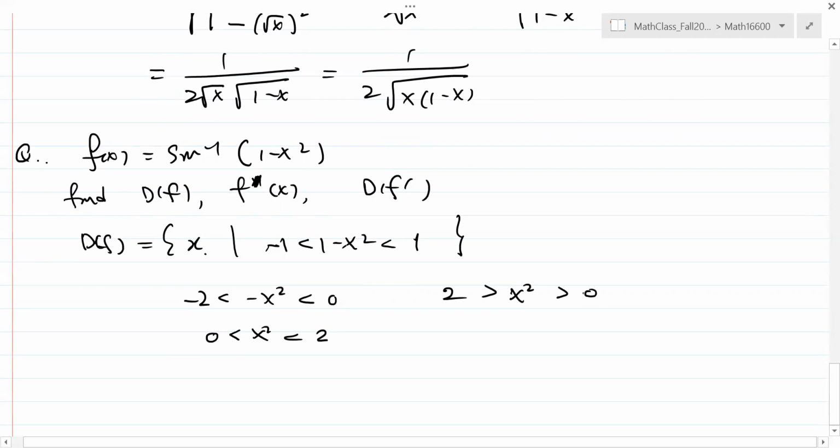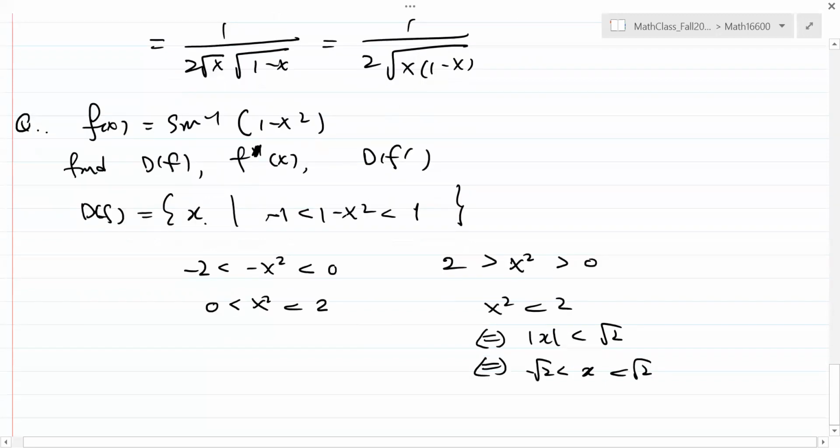Okay, clearly x can be negative. Be careful. If you just solve this inequality, it is equivalent to saying that absolute x is less than square root 2. This is equivalent to x between negative square root 2 and positive square root 2. But it says x is not 0, which means x cannot be 0.